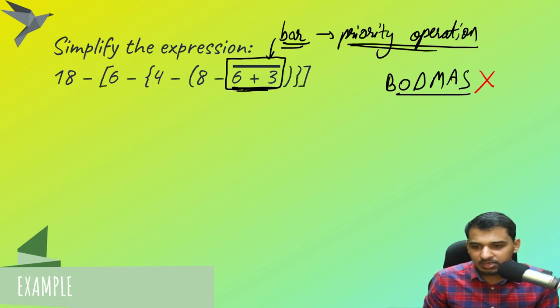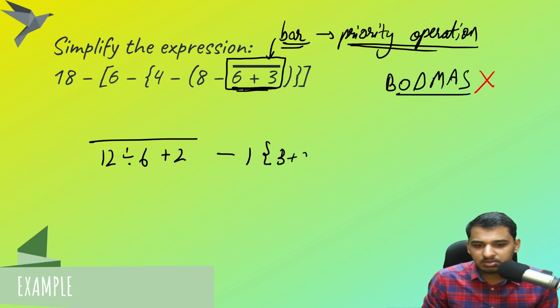Suppose, for example, it has been given 12 divided by 6 plus 2 bar, minus 1, and then there's a bracket 3 plus 2, something like this. I will not perform BODMAS here because this bracket is here. The BODMAS rule asks me to perform the bracket operation first, but I will not do that. I will first solve for this bar.